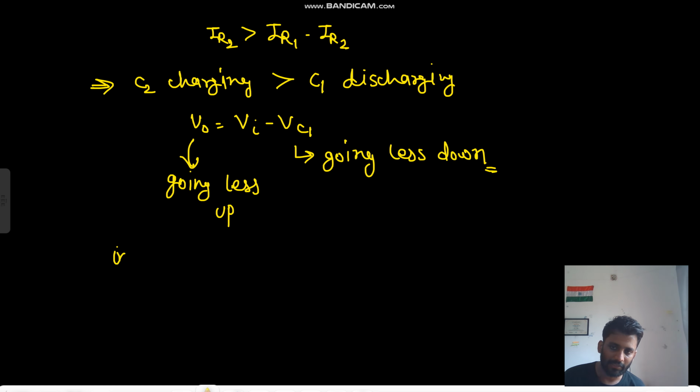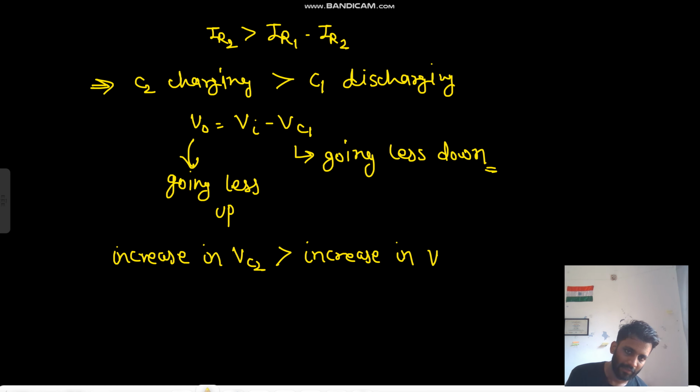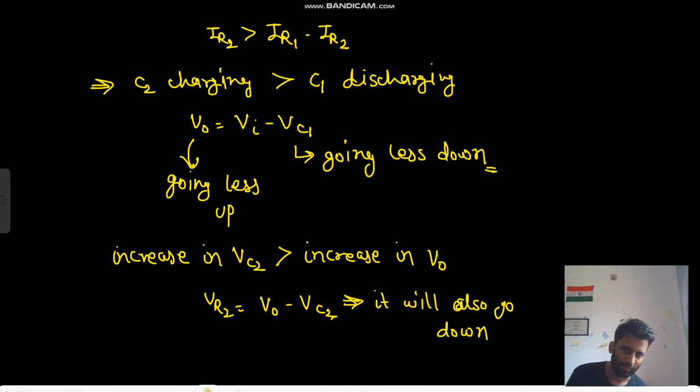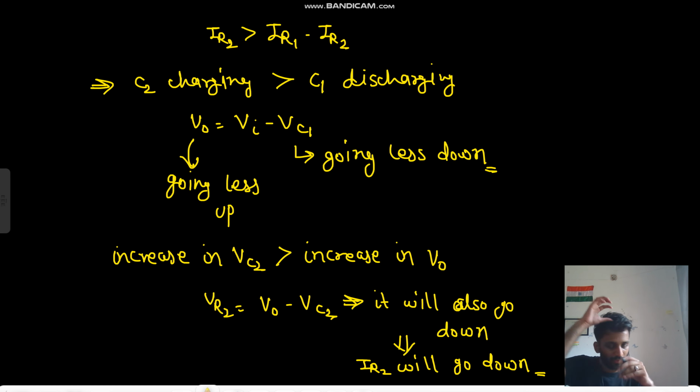So the increase in VC2 is more than the increase in V0. So that means your VR2, that is equal to V0 minus VC2, right? It will also go down. That means IR2 will go down. So your IR2 will always go down.